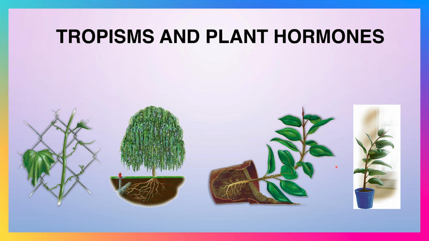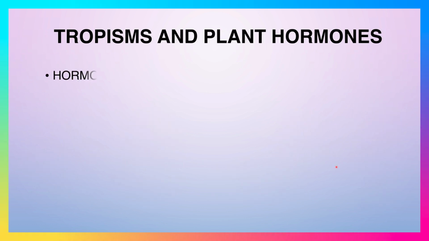Now, all of this is controlled by plant hormones. And so this next slide, we'll go through the plant hormones. Plant hormones are the same as human hormones in the fact that they're chemicals that in very small amounts cause significant metabolic changes in the plant.